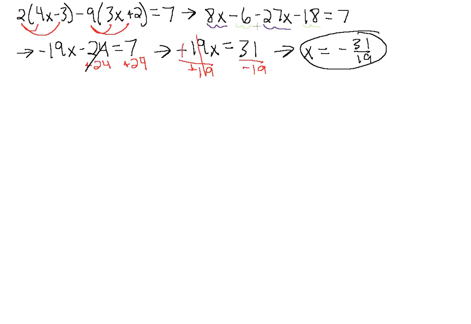And that's our answer. And again, we can always check this by plugging in minus 31 over 19 wherever we see x into our original equation, and it should hold true. Okay, we should never get an equation wrong because we can always take a few moments just to check it afterwards. All right, let's move on to the next example.